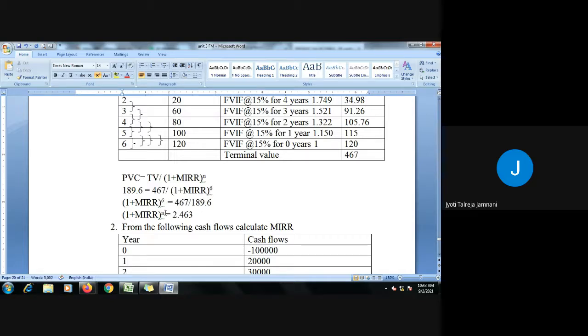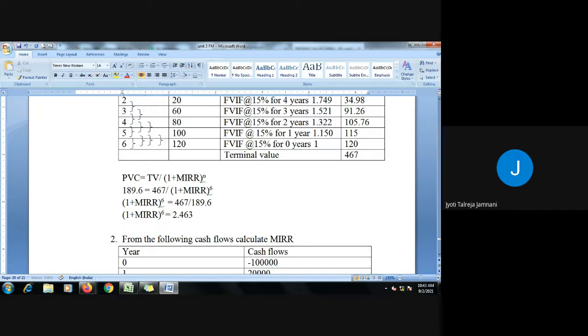Okay, now what I'll do is this raised to 6, I'll get it on the other side. If I take that raised to 6 on the other side, its reciprocal will change and we will have 1 plus MIRR is equal to 2.463 raised to 1 by 6. When raised to 6 goes to the other side, its reciprocal will change and it will become 1 by 6, that is 1 divided by 6. This is again the raised to value.